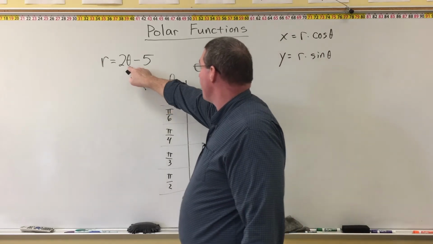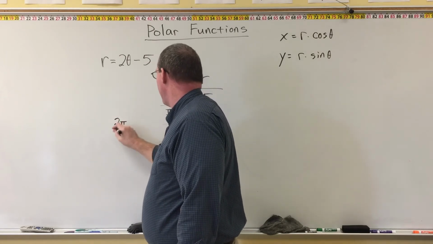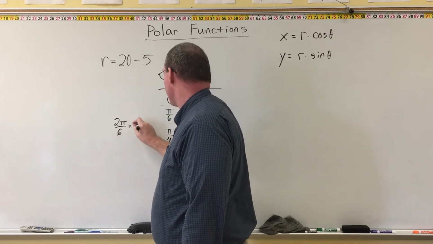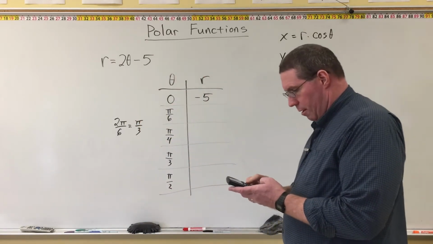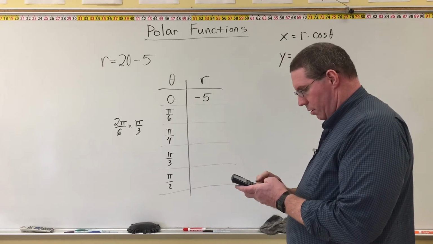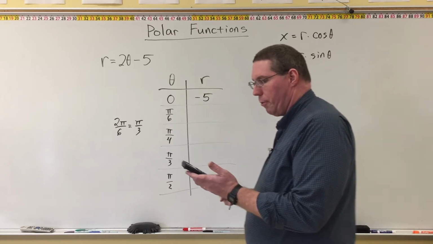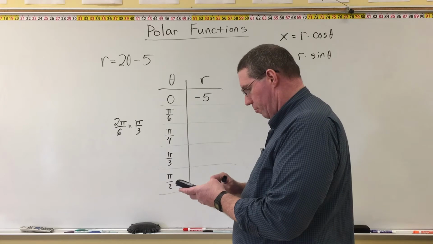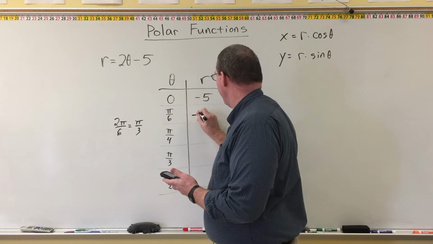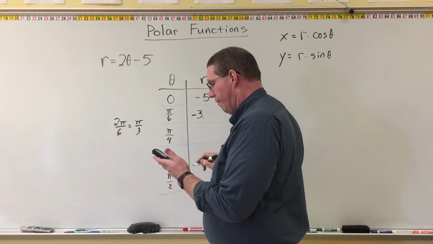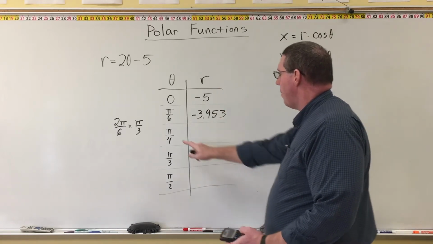pi over 6. If we put a pi over 6 here, 2 times pi over 6 is pi over 3. Because 2 times pi over 6, 2 over 6 is 3, so this is the same thing as pi over 3 minus 5. So in a calculator, I'm going to do pi divided by 3, so pi over 3. And I can even key in 2 pi over 6. It'll still give me the same thing, which is about 1.0471997. Then I'm going to subtract 5, and I'm going to round, let's say, to 3 decimal places. So this is going to become negative 3.953.